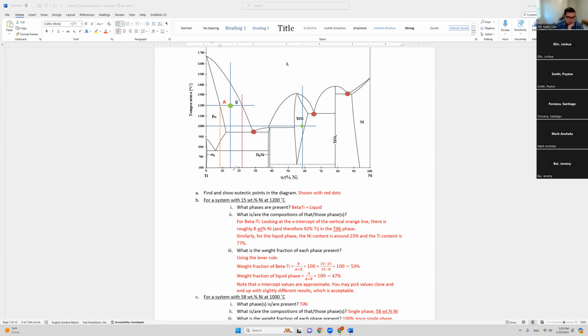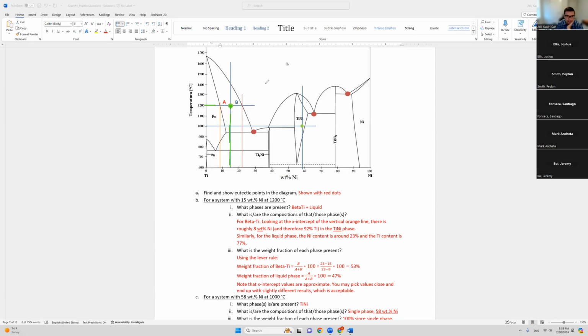15 weight percent nickel, I'm going to be looking at this blue line. And the temperature is given as 1200 degrees C. So this is my temperature. Basically, I'm looking at this green dot here. What phases are present? You just read from the diagram. Actually, the diagram doesn't show you anything. It's an empty region, but you need to find the phases in this region. So you look to the left and to the right.